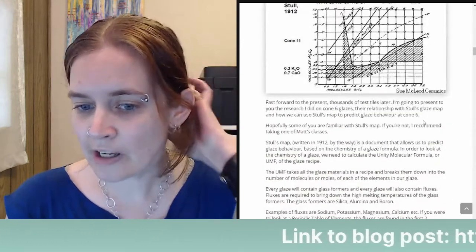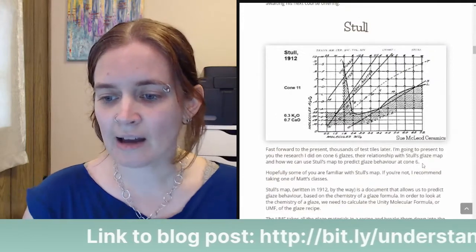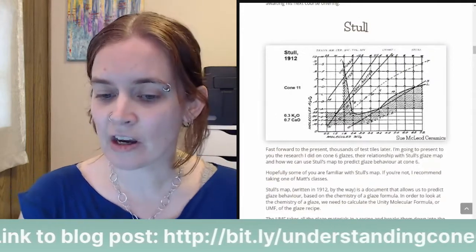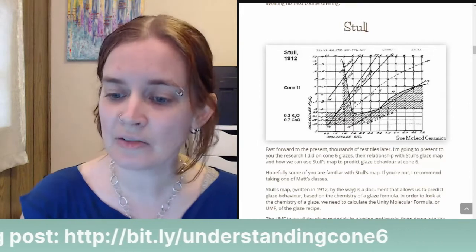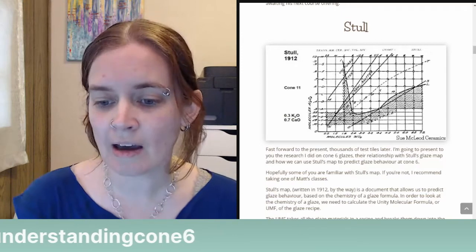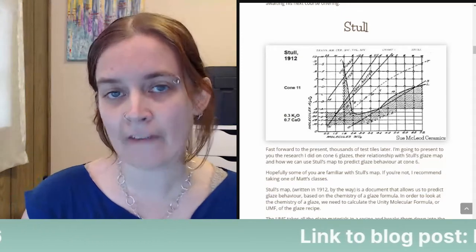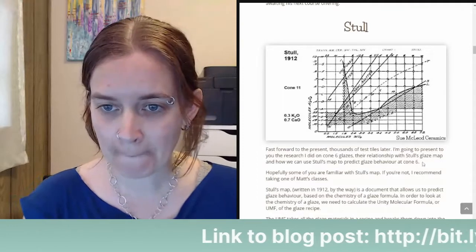Stull's map, written in 1912, by the way, is a document that allows us to predict glaze behavior based on the chemistry of a glaze formula. In order to look at the chemistry of a glaze, we need to calculate the unity molecular formula, or the UMF, of a glaze recipe.